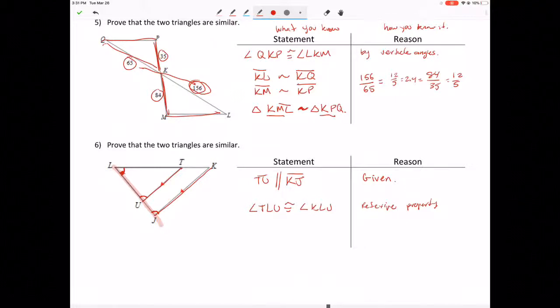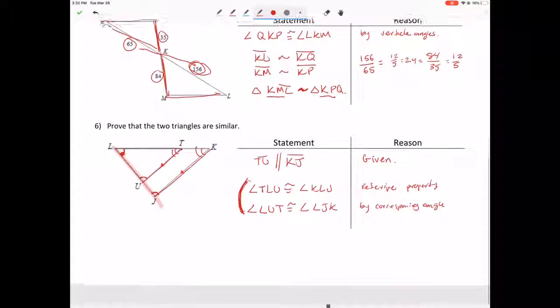Whenever you have transversals that cross two parallel lines, we know that these angles are congruent. We didn't talk about exactly this specific situation, but we would know that angle LUT is congruent to angle LJK. And the reason you know is by corresponding angles. So we have two sets of congruent angles, so we're done. If you didn't want to use the reflexive property, you could find that these ones are also congruent by using corresponding angles as well.